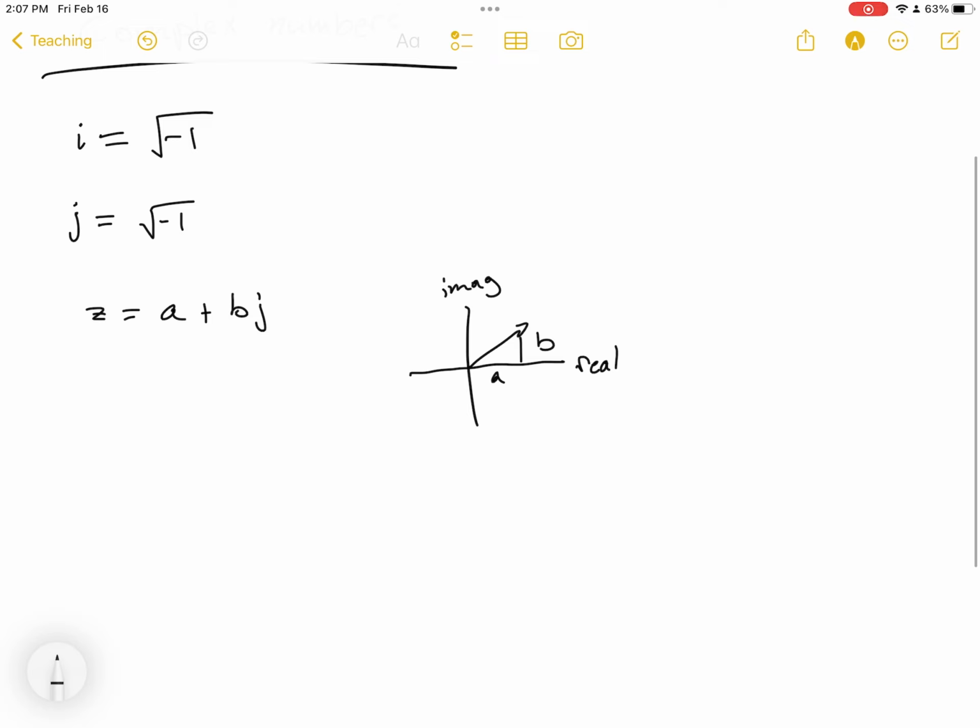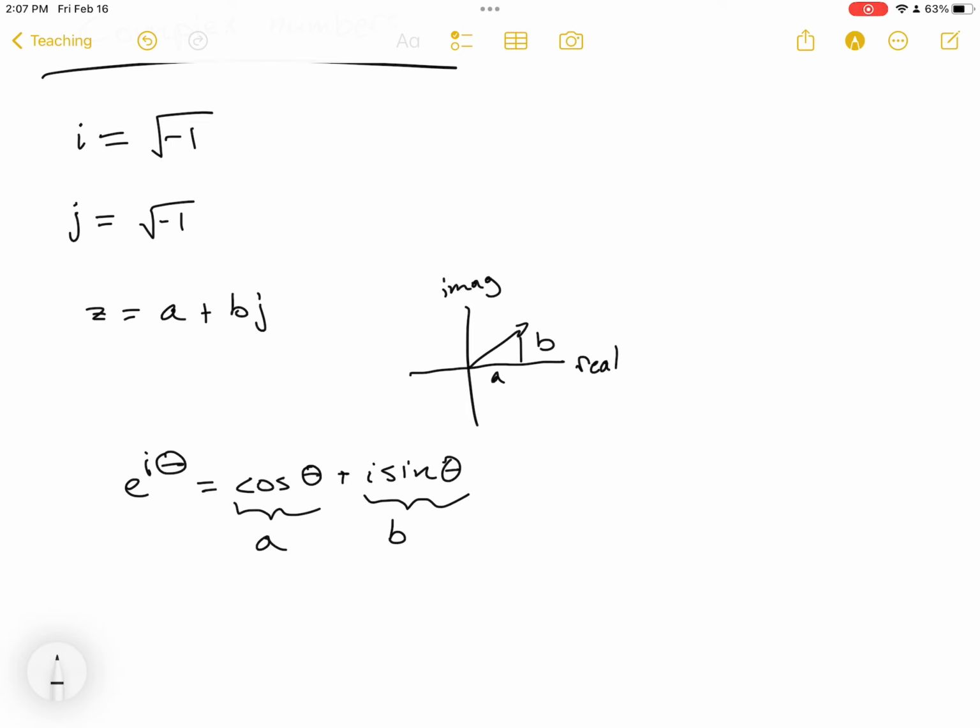Well, remember Euler's formula, e to the i theta, is equal to cosine of theta plus i sine of theta. And if you kind of squint at it, you can see that cosine of theta is a real component, or a, and i sine of theta is some imaginary component, b times j. I'm switching between i's and j's, apologize. So a + bj, cosine theta + i sine theta.